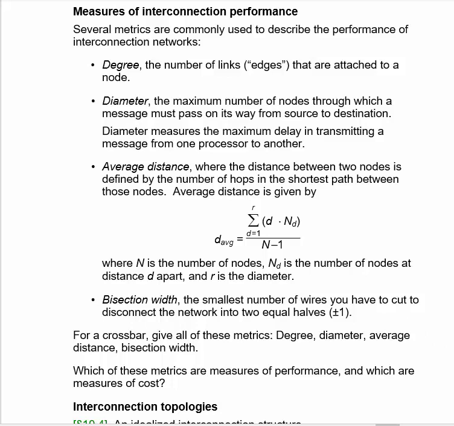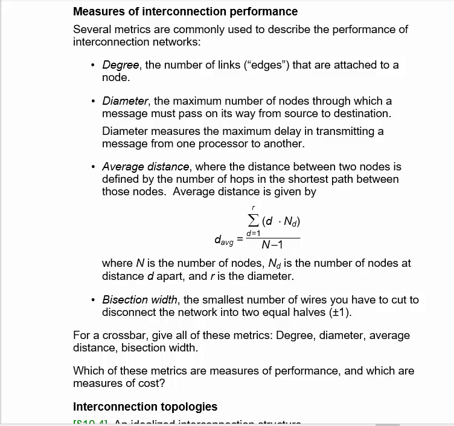Okay, well, which of those metrics that we've talked about are measures of performance and which are measures of cost? Degree obviously is a measure of cost because the number of wires that you attach to a particular node is going to be proportional to the cost of connecting that node. Diameter is a performance metric because it tells you how long, in the worst case, it takes to get a message from one side of the network to another. Average distance, similarly, is a performance metric because it answers the same question, but with respect to the average, not the worst case.